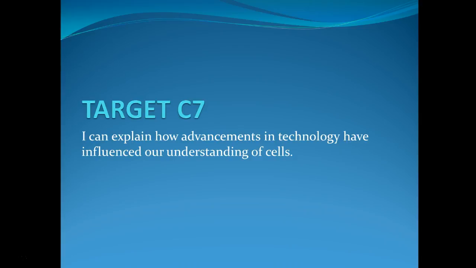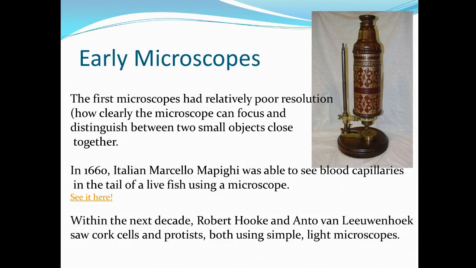This is target C7, which says that you should be able to explain how advancements in technology have influenced our understanding of cells. So of course when you think of technology and cells, probably the most important piece of technology that we can think of would be microscopes. And when you look at the early microscopes, this is an example of one of those microscopes that looks like it was a photograph taken of the microscope in a museum, perhaps. But they really weren't very good compared to, of course, our modern microscopes.